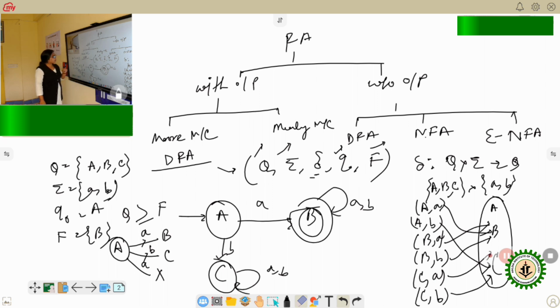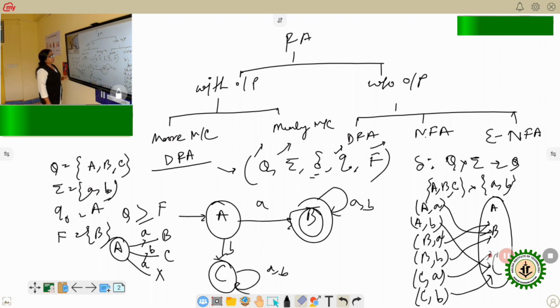Now we are going to see how these transitions happen here. So Q is all the states and F is only B. So I can tell you there is a relation between Q and F. Q is a superset of F.